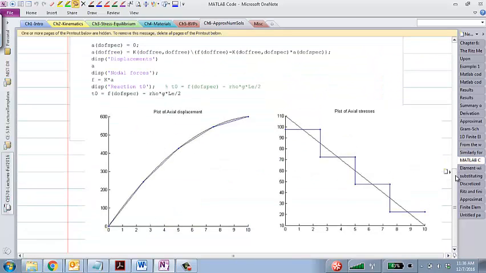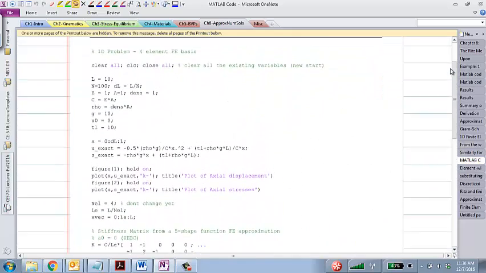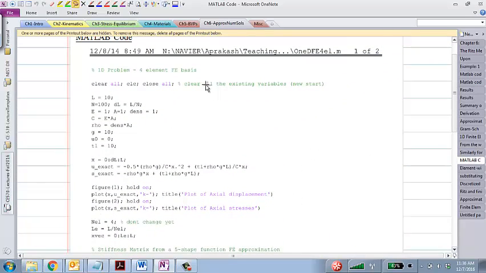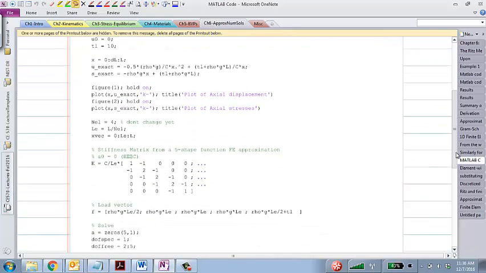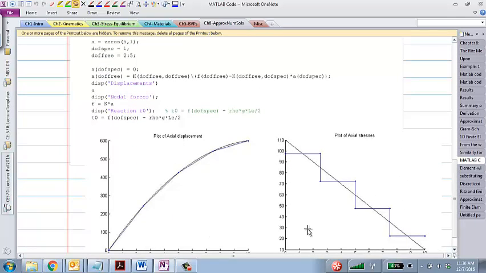I showed you this crude MATLAB code for a finite element method for a specific problem of a fixed-free bar with exactly 4 elements. So this is not a general finite element code. This is posted on Blackboard, and hopefully you've all tried the Ritz method code and this finite element method code to get approximate solutions that look like this.